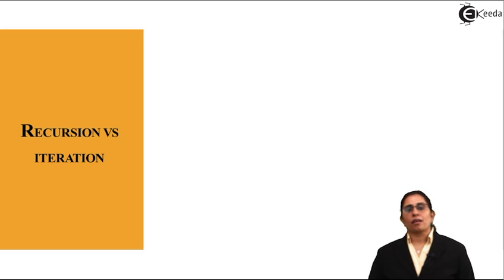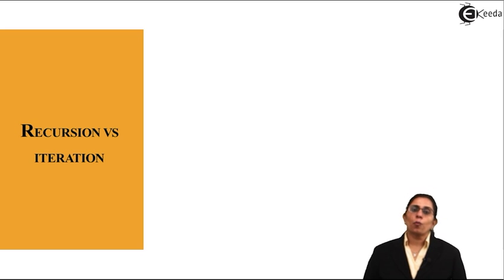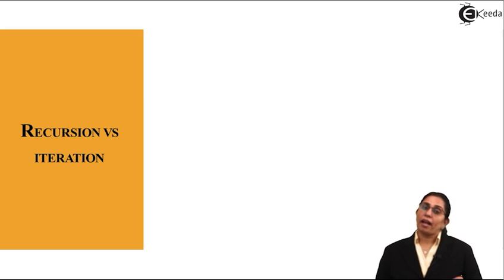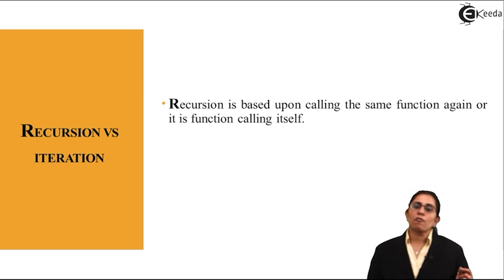Now we will see how recursion and iteration are differentiated or compared. We see that recursion eliminates the looping atmosphere of iteration. In iteration, we have different looping structures which come into the picture, and recursion uses a simple if structure and eliminates all the loops. So, how can recursion and iteration be compared? Recursion is based upon calling the same function again and again. That is a function calling itself.